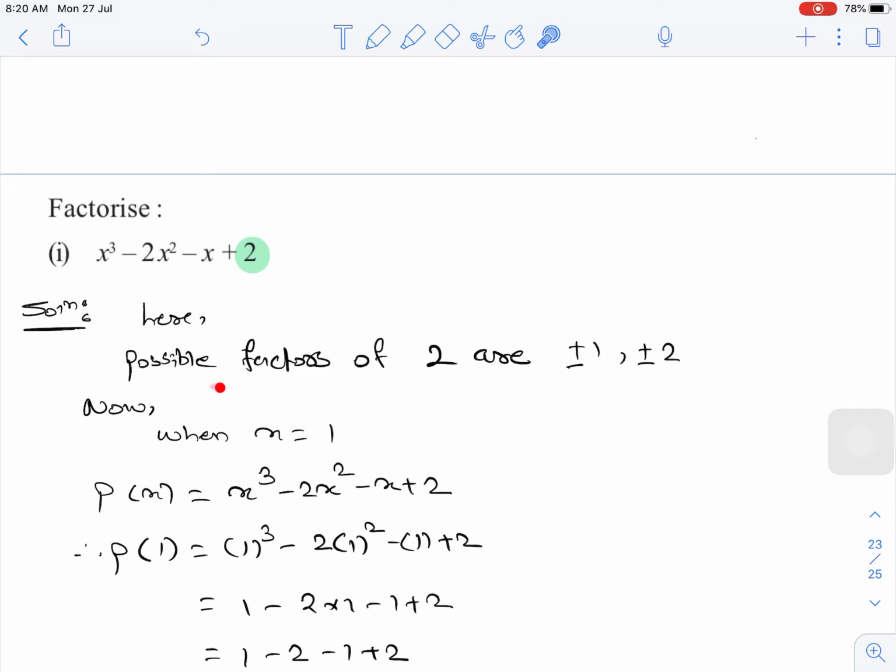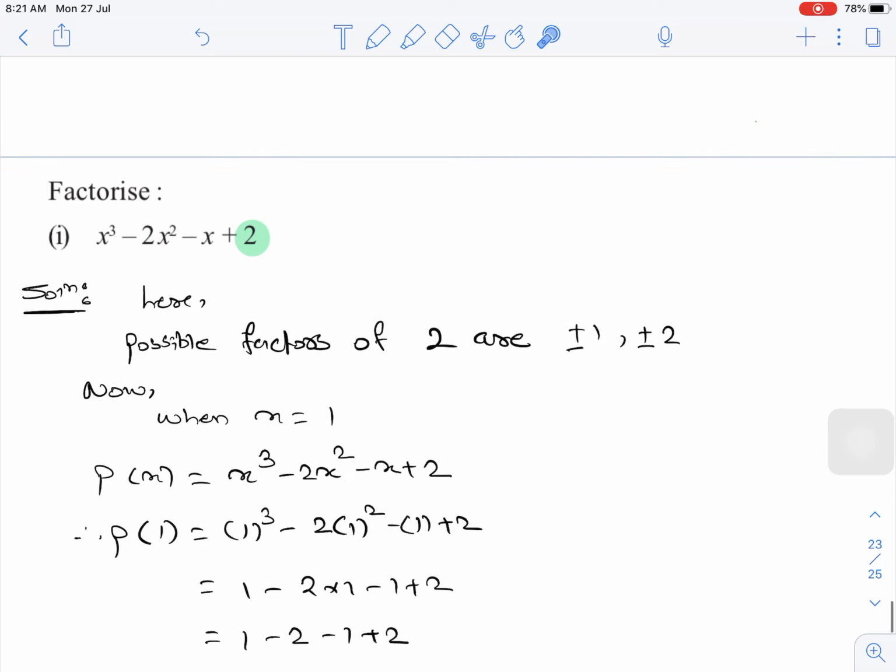Here I have written that the possible factors of 2 are, now remember that factors may be with both signs, that is plus or minus. So the possible factors of 2 are plus 1, minus 1, plus 2, minus 2. Now by trial method we have to consider one factor. Right now there are 4 factors: plus 1 first, minus 1 second, plus 2 third and minus 2 fourth. So we have to consider them one by one and put that value in this polynomial.